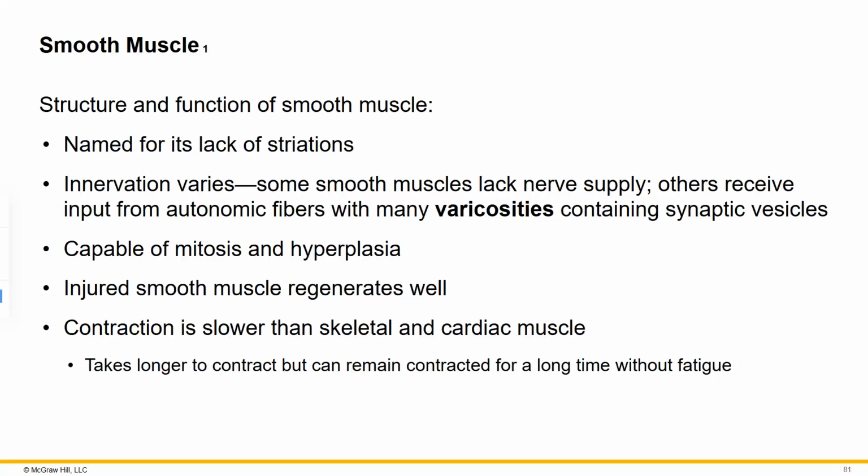Smooth muscle is named for its lack of striations. Innervation varies. Some smooth muscles lack nerve supply, others receive input from autonomic fibers with many varicosities containing synaptic vesicles. Capable of mitosis and hyperplasia, injured smooth muscle regenerates well. Contraction is slower than skeletal and cardiac muscle and takes longer to start, but it can remain contracted for a long time without fatigue.